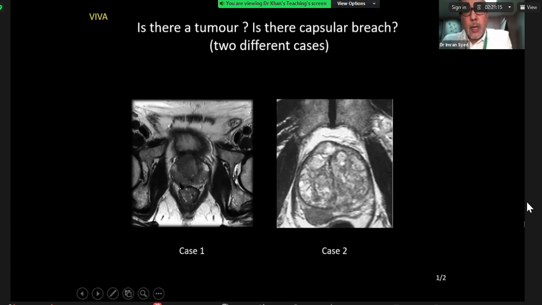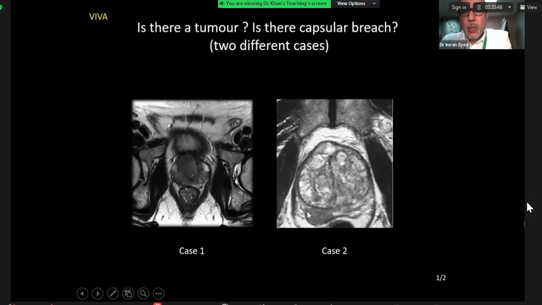So there is an area of wedge-shaped low signal change on the T2 weighted sequences between the 9 and 7 o'clock position on the right side, and between the 3 and 5 o'clock position on the left side. The capsule appears to be stretched, and there's a possible ill-defined linear focus here, but whether that's capsular breach or not would need further imaging.